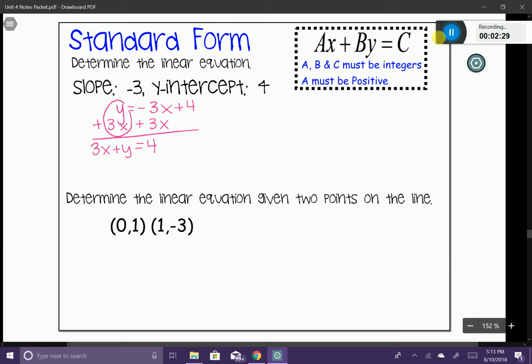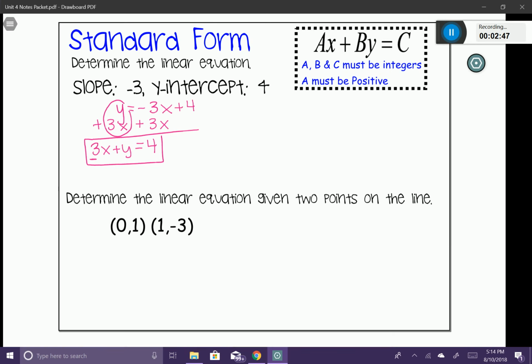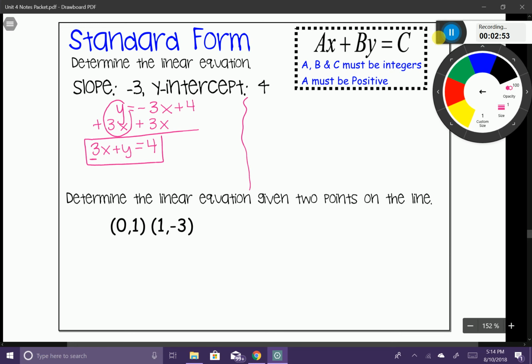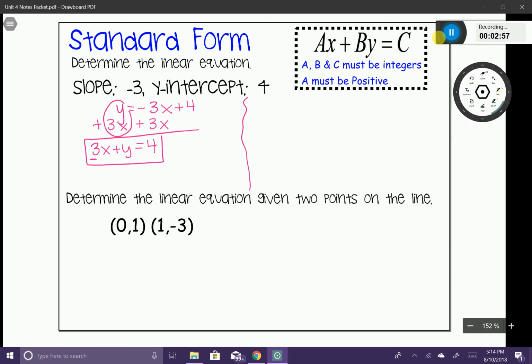So therefore, I'm finished. This is my equation in standard form. You can see that my a, my b, those are coefficients, and then c, my constant, are all integers. And you can also see that my a coefficient is positive. Therefore, I know I'm done. So that's showing it from one angle. Now, I'm going to change my pen color here, and I'm going to show you it from another angle. We'll use green.